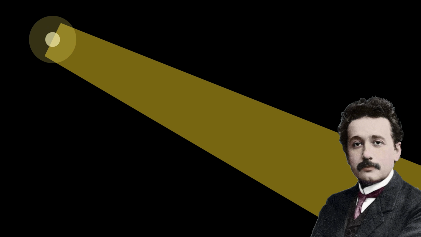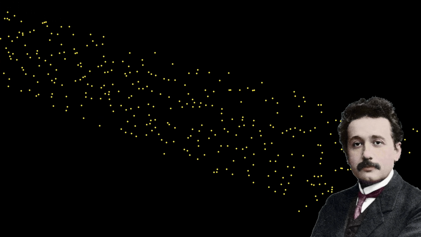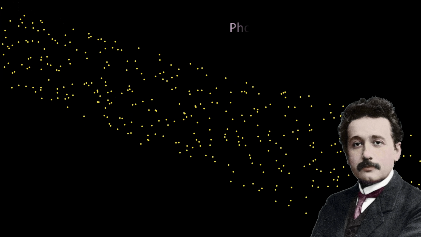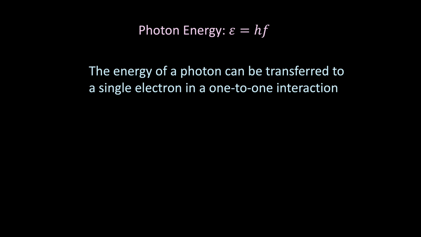Based on his entropy reasoning, Einstein imagines that light consists of a stream of fundamental particles that we now call photons, with each photon carrying an energy equal to Planck's constant multiplied by the frequency. So how does this help with the photoelectric effect? Well, Einstein's idea is simple. He assumes that the energy of a photon can be transferred to a single electron in a one-to-one interaction.